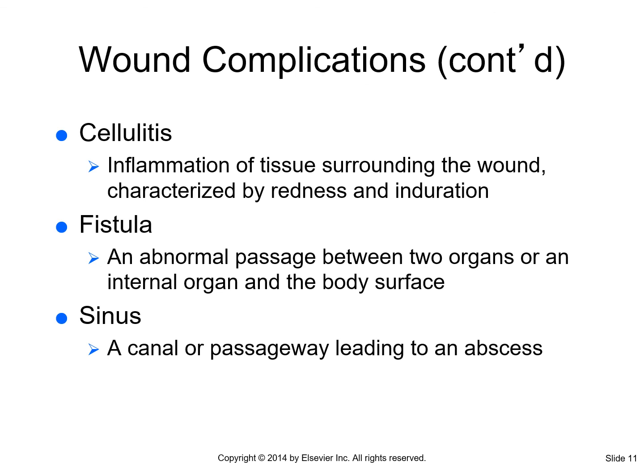Cellulitis is inflammation of tissue surrounding the wound. This is characterized by redness and induration. It also has heat. You'll feel it be very warm. It's usually painful. Usually you end up having to take antibiotics for this. A fistula is an abnormal passage between two organs or an internal organ and the body surface. This can be intentional, and what we're talking about here is unintentional. A sinus is a canal or passageway leading to an abscess.